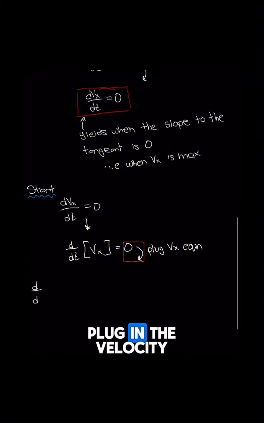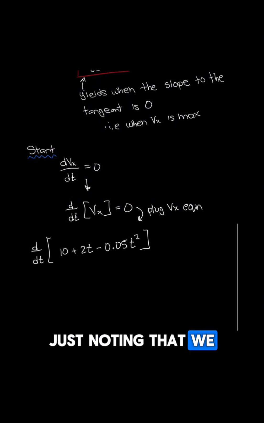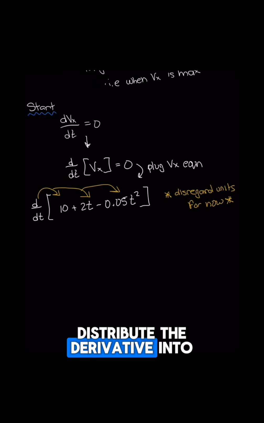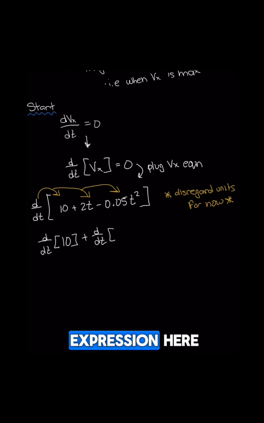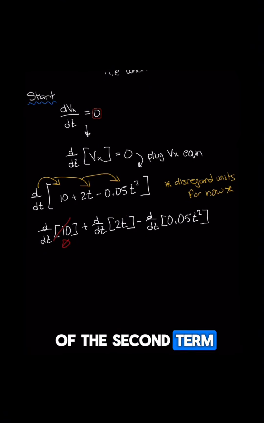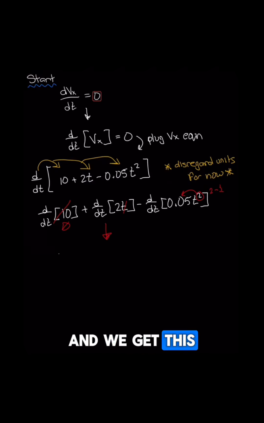So then we can plug in the velocity equation that we are given, and we get this expression here, just noting that we disregard the units for now to make it simpler. Then we can distribute the derivative into each term and we get this expression here. The derivative of a constant is 0. The derivative of the second term is just going to be 2. For the third term, t squared, we can bring down the 2 and then subtract 1 from it, and we get this expression here.